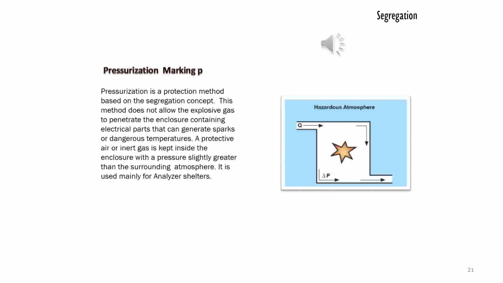Pressurization, marking P. Pressurization is a protective method based on the segregation concept. This method does not allow the explosive gas to penetrate the enclosure containing electrical parts that can generate sparks or dangerous temperatures. A protective air or inert gas is kept inside the enclosure with a pressure slightly greater than the surrounding atmosphere pressure. It is used mainly for analyzer shelters.